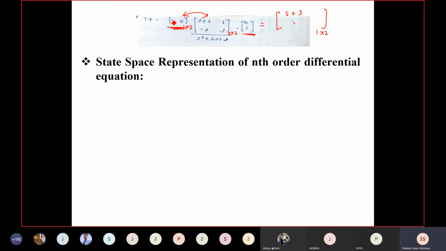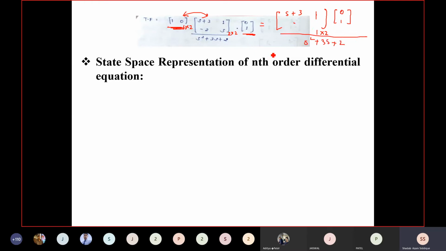So row will be multiplied with column, and all will be added. So 1 multiplied with S plus 3 will get S plus 3, and plus 0 into minus 2, so 0 into minus 2 will get 0. Again, this row multiplied with this column: 1 into 1 is 1, and 0 into S is 0. So this will get 1. Now we'll have 0 and 1, and will get divided by S square plus 3S plus 2.